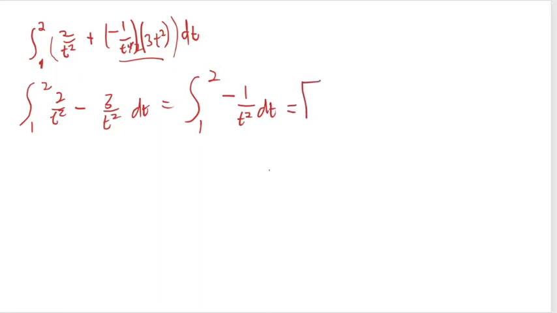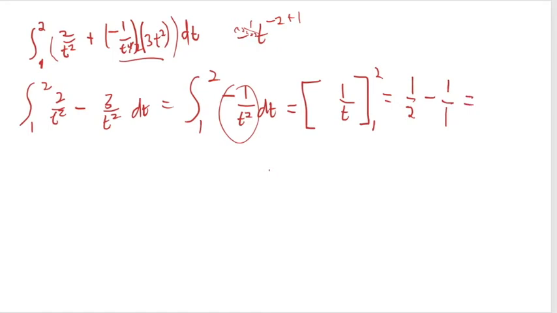Now if we solve this integral, we consider this as negative t to the negative 2, and then you can add 1 and then divide by the new exponent, so negative 2 plus 1. With that, you're going to get t to the negative first, which is 1 over t, times 1 over negative 2 plus 1, which is negative 1, and that times the already existing negative, so you're going to get positive 1 over t, from 1 to 2. Solving that out, it's going to be 1/2 minus 1 over 1, and that comes out to be negative 1/2.